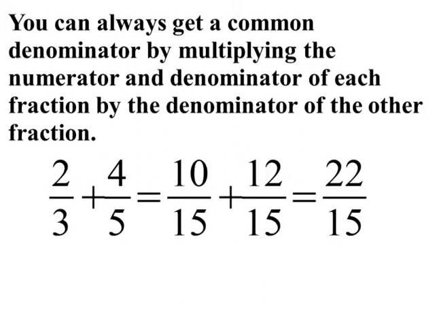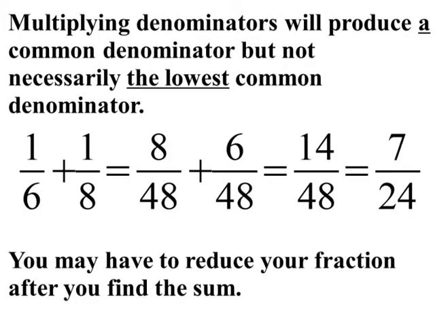This would give you 10 over 15 plus 12 over 15. Now you have the common denominator 15, and you can just add the numerators. This gives you 22 over 15. This is an improper fraction, but that's perfectly all right for now. Multiplying denominators with this method will always produce a common denominator, but not necessarily the lowest common denominator. In other words, there may be a smaller number that would work as a common denominator for both fractions. When this happens, we will need to reduce our answer after we finish.